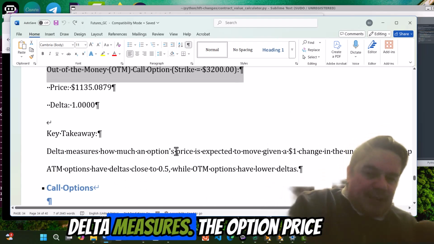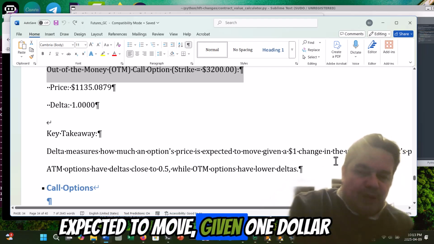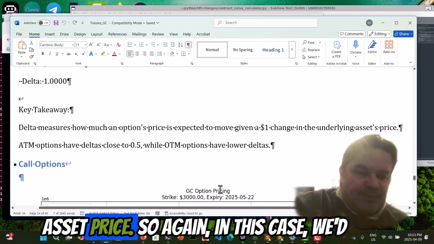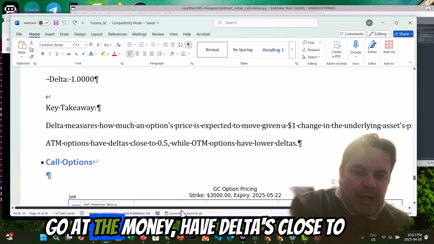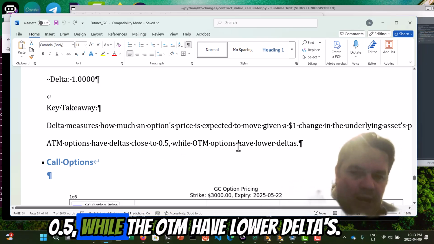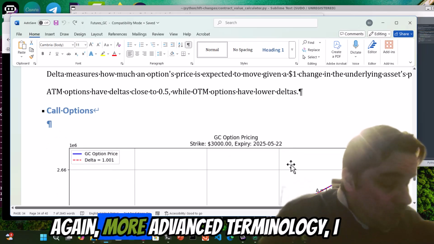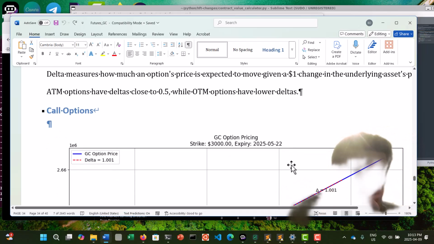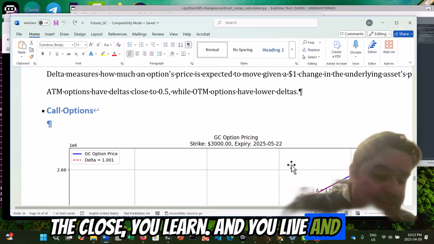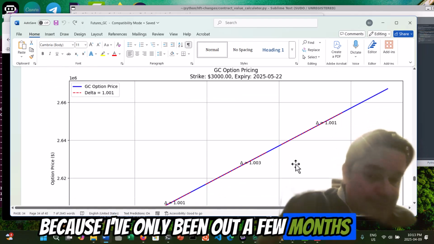Again, delta measures how much the option price is expected to move given a $1 change in the underlying asset price. So again, in this case, at the money we have deltas close to 0.5 while the OTM have lower deltas. Again, more advanced terminology, I know, but take the course, you learn, and you live and breathe it over time and experience because I've only been at it a few months now.